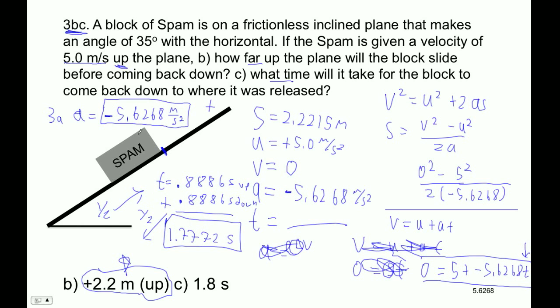Now, just be careful. If there's friction, it'll take a lot less time to slow down going up than it does to go down, okay?